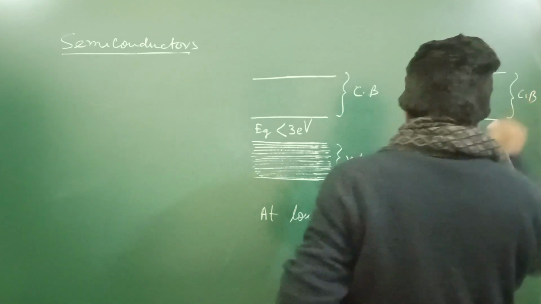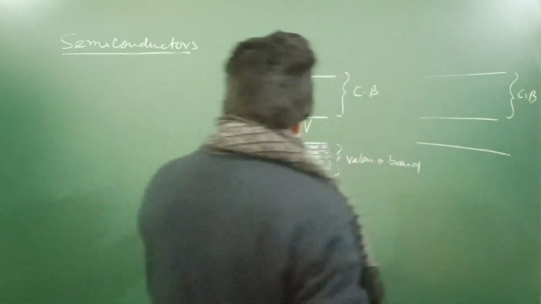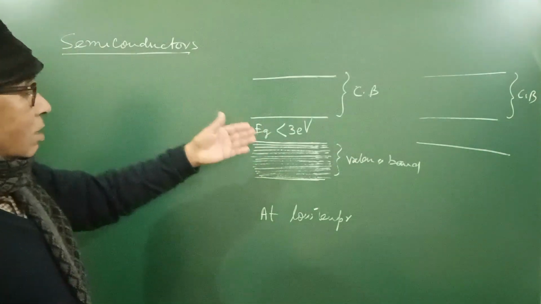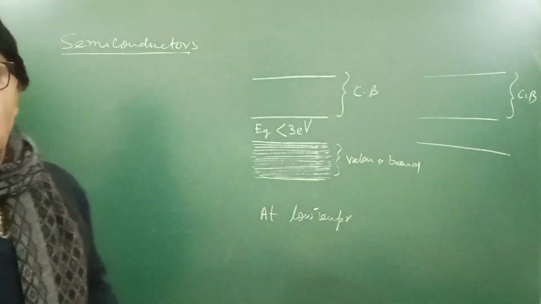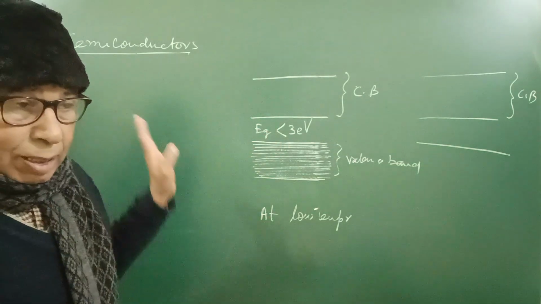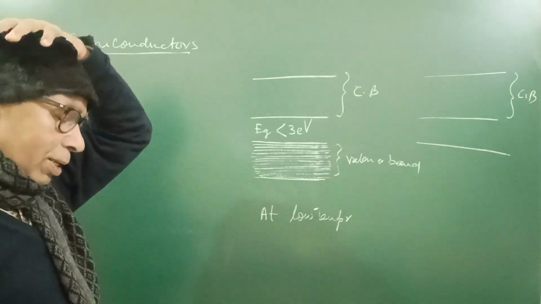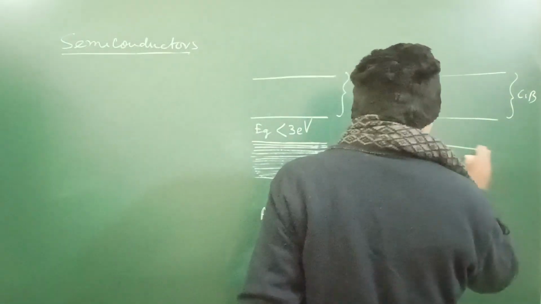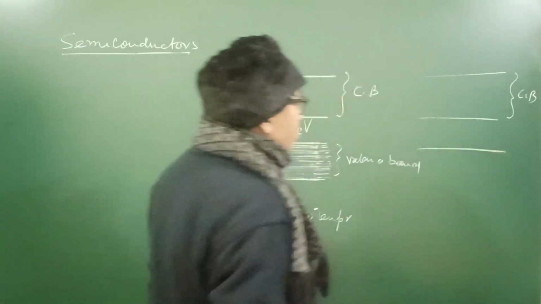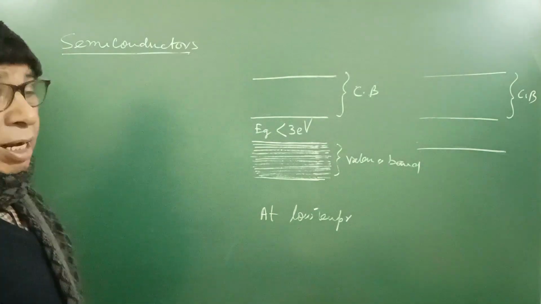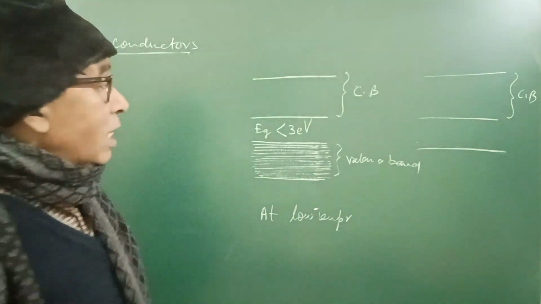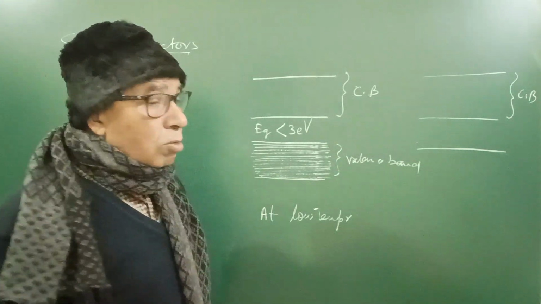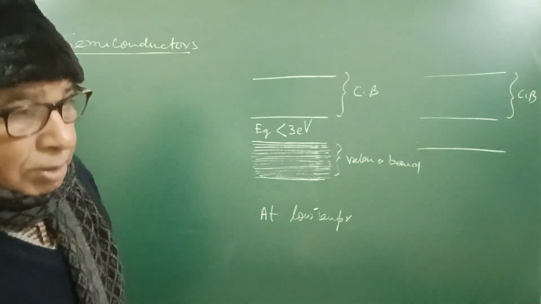Conduction band. Energy gap less than 3 electron volt, maybe 0.5 electron volt. For silicon, it is 1.1 electron volt only. It varies, depending on the nature of the material. Silicon and germanium are two elemental semiconductors. In silicon the energy gap is 1.1 electron volt, and germanium is lower than this.